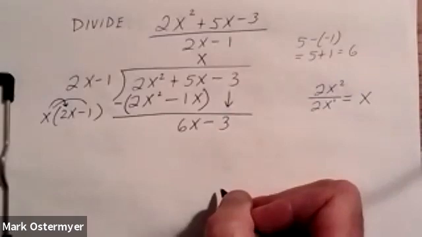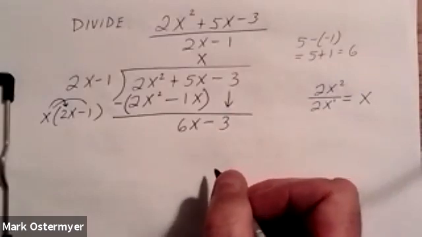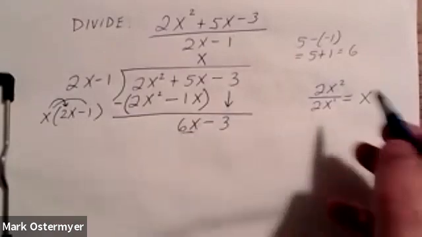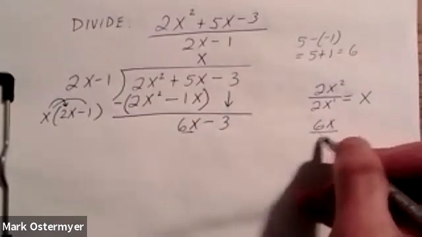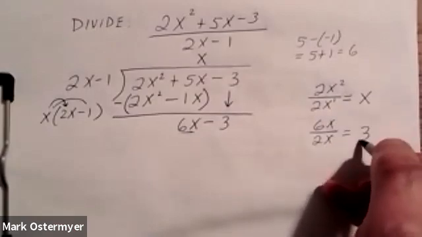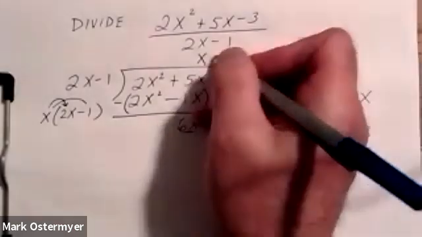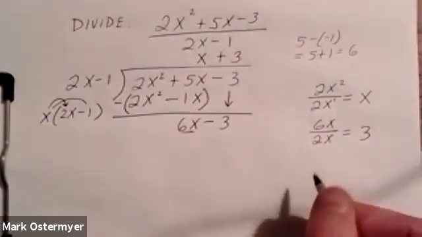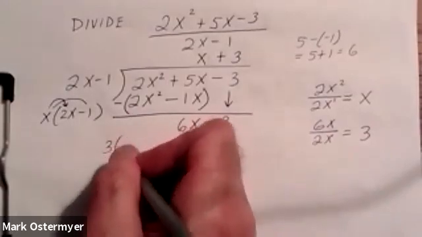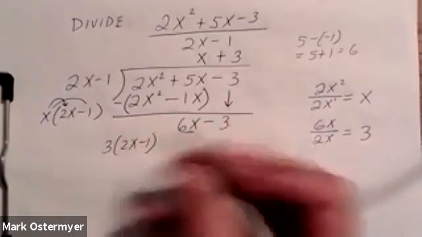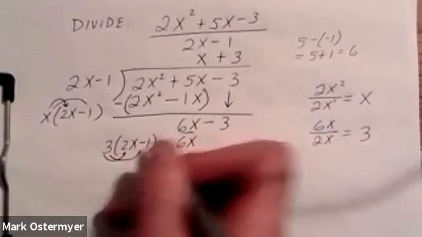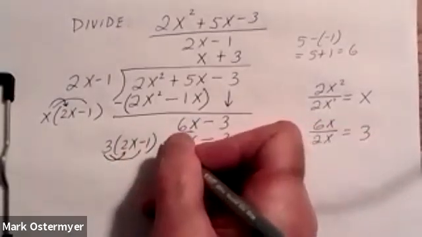Now we have round 2 of division. Round 2, we ask ourselves, how many times does 2x divide into 6x? Take the 6x, put it over 2x, reduce. You got your answer. How does that reduce? Down to 3. Plus 3 is the next term in our quotient. 3 now gets multiplied by the divisor. 3 times 2x, 6x. 3 multiplied by -1, minus 3.